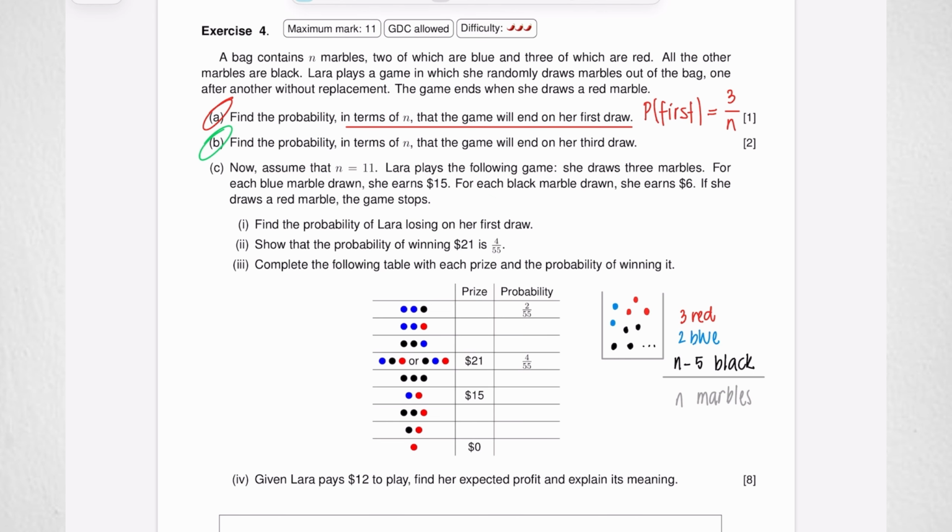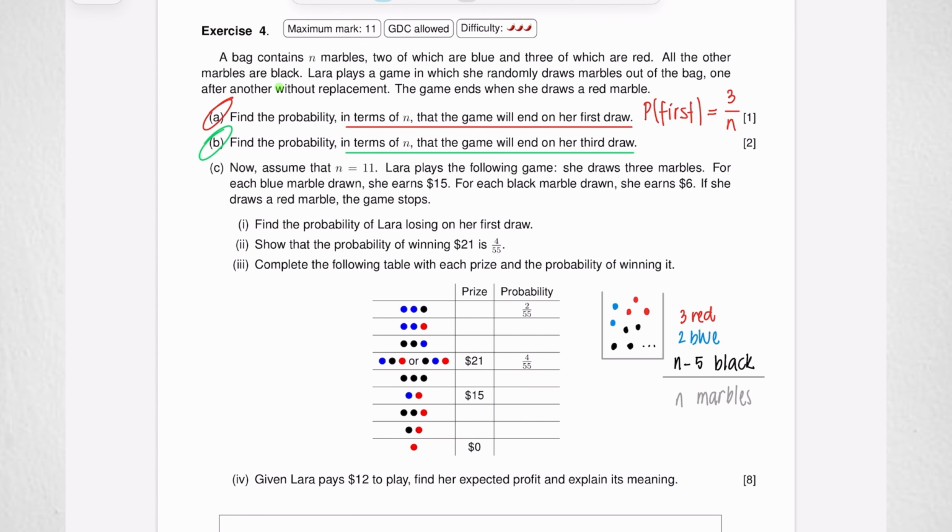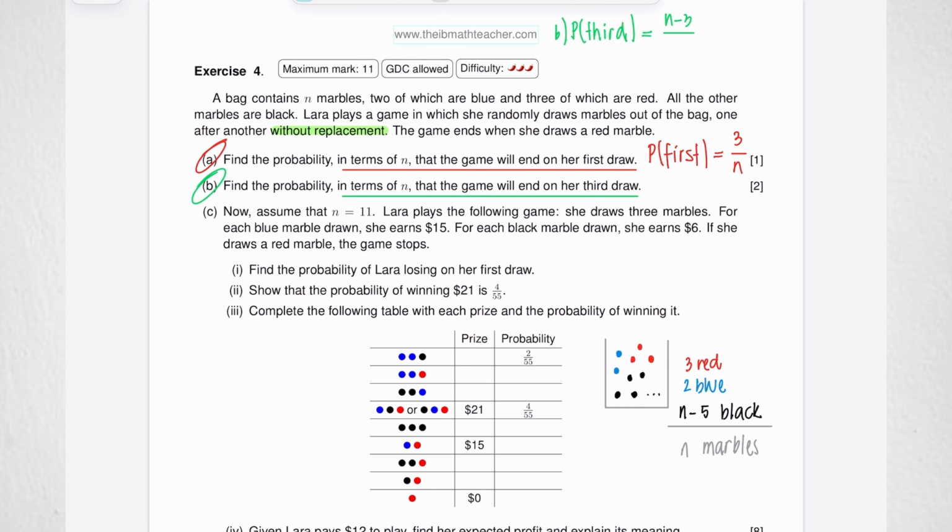Now, what is the probability in terms of n that the game will end on the third draw? That means that on the first and on the second, she cannot draw a red marble, which means, considering the fact that there's no replacement, that she has n minus 3 out of n options in the first draw. And where does that come from? That comes from the sum of n minus 5 and 2, which means that she drew a black or a blue one out of this bag.